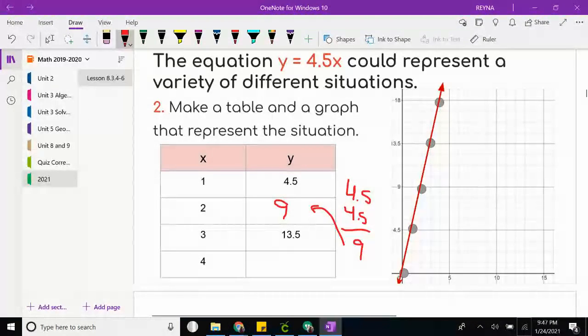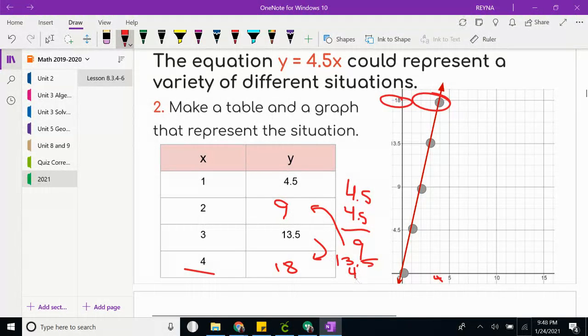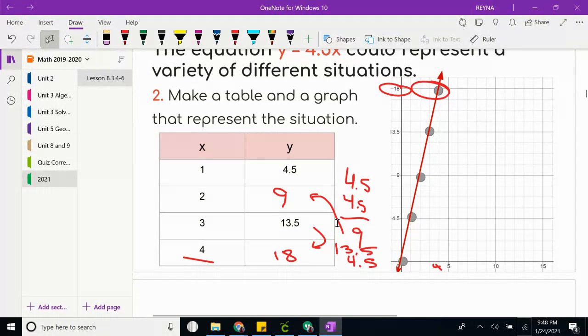Okay. If I bought 4 bags of chips, how much would that cost? If I looked at my graph, I would look at 4 right here, go all the way up to this point, and it would say $18. So I can look at the graph, or I can take 13.5 and add $4.50. And if I do that, that will add up to $18. Honestly, I don't see myself buying 4 bags of chips, but hey, you never know.